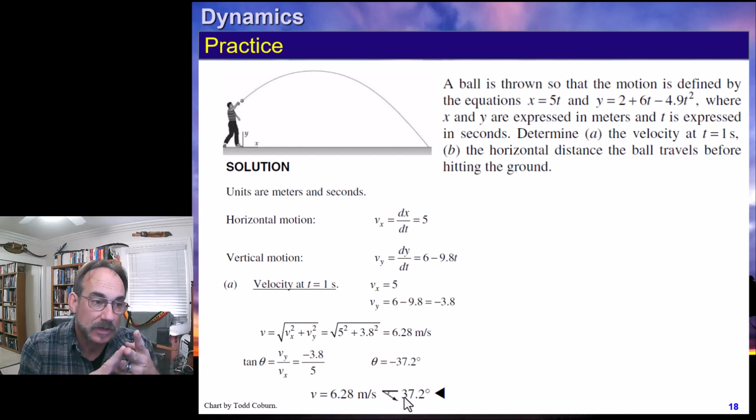Beer and Johnson, Meriam and Craig, nearly every statics, nearly every dynamics, nearly every structural mechanics book uses the same simple shorthand rule for significant figures.